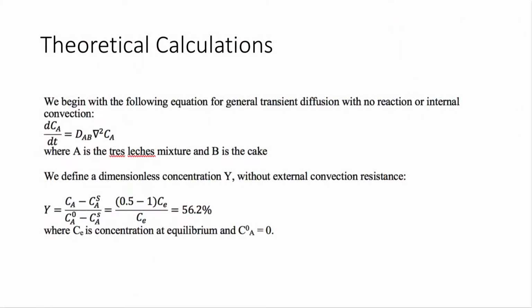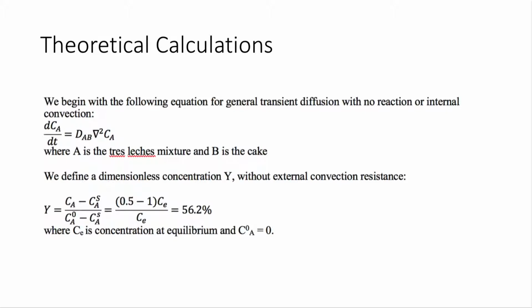In the following calculations, the time for all the tres leches mixture to be absorbed by the cake, which is 56.2% cake and 43.8% tres leches, is estimated for both theoretical and experimental conditions. We begin with the following equation for general transient diffusion with no reaction or internal convection, where A is the tres leches mixture and B is the cake.